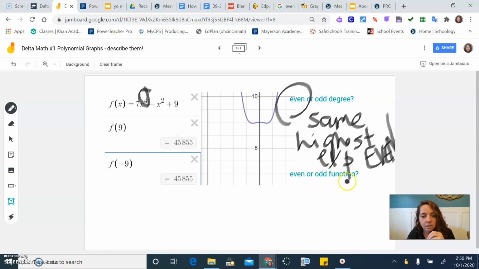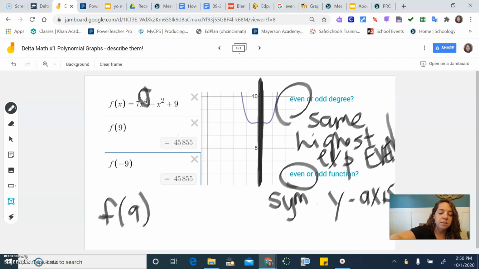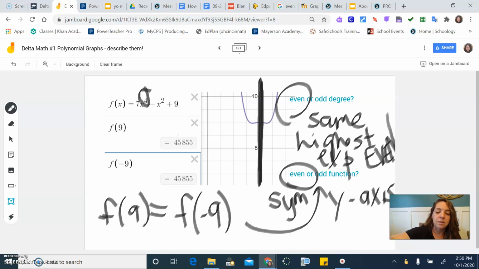But even or odd function, if you're looking at the graph, you're looking to see where is it symmetrical? This one, the line of symmetry is right here on the y-axis. So since the symmetry is on the y-axis, that makes it an even function. Or another way to look at it, if you plug in f of some number, like I picked 9, and you plug in the negative of that same number, so -9, if they equal each other, then it's an even function. So depending on what they're asking, you're going to look at different things. Okay, so let's do another example.